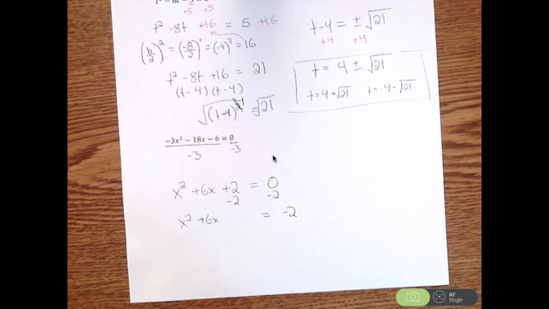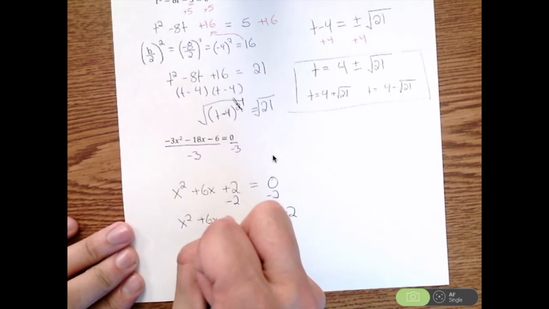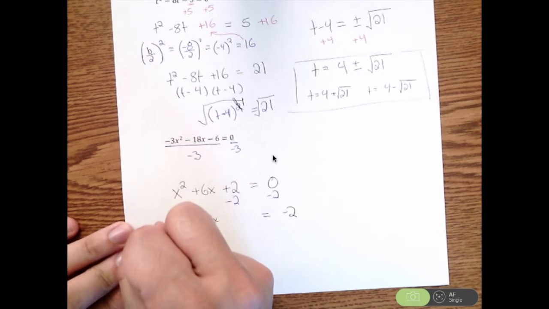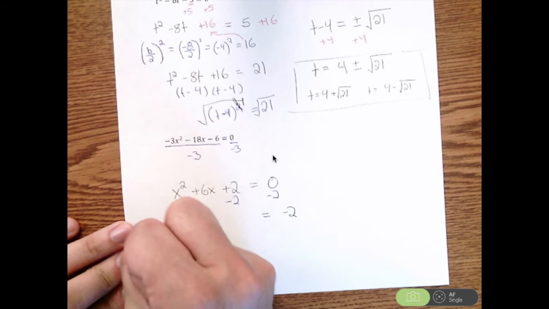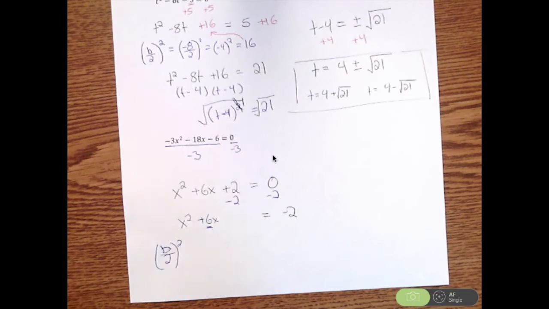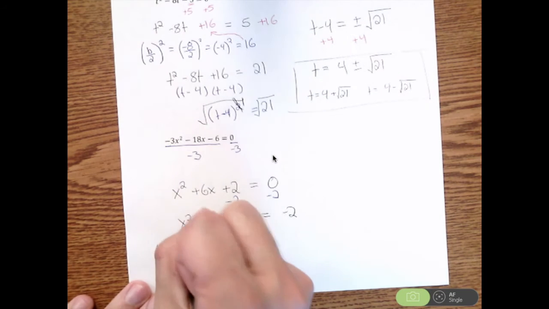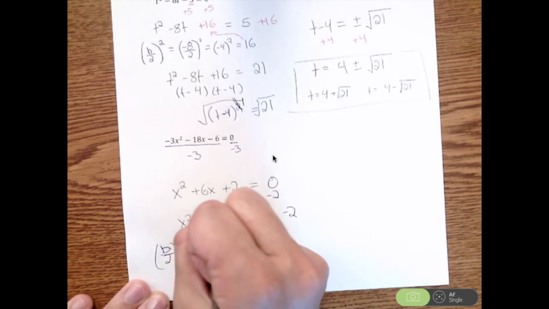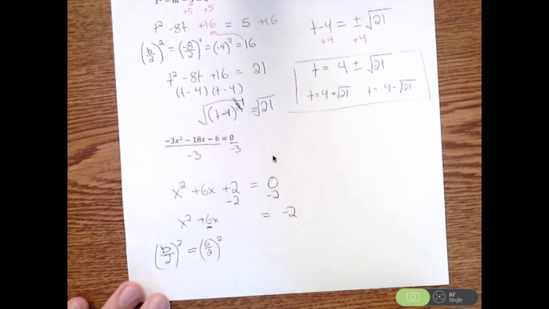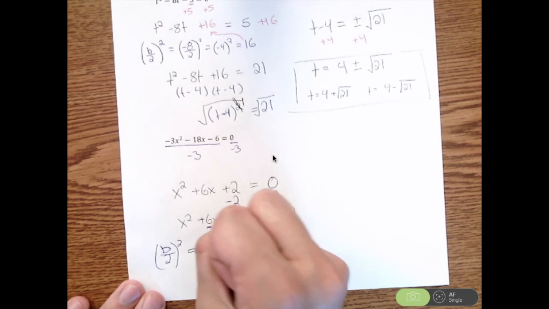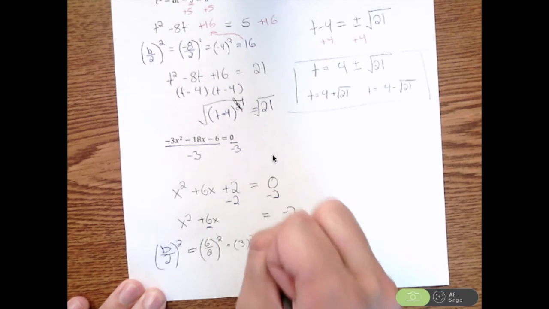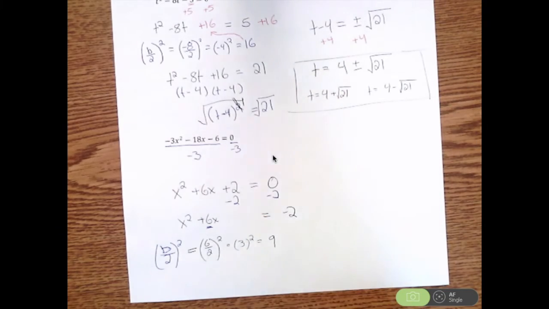Then from there, I actually have to do the completing the square process. So I have this 6 here. That's my b. So remember, I'm doing b divided by 2, and square it. So I'm going to have 6 divided by 2, and we still have to square it. 6 divided by 2 is 3, so I'm going to have 3 squared, which is 9.